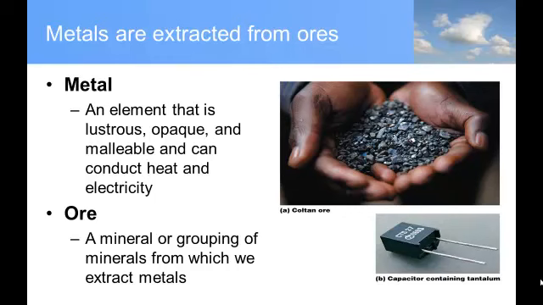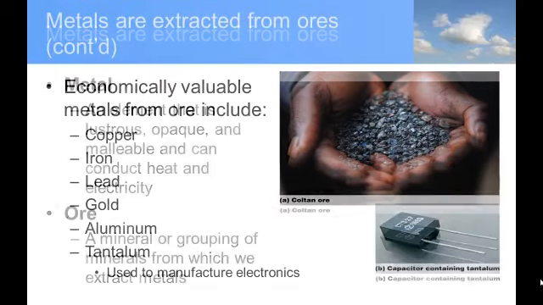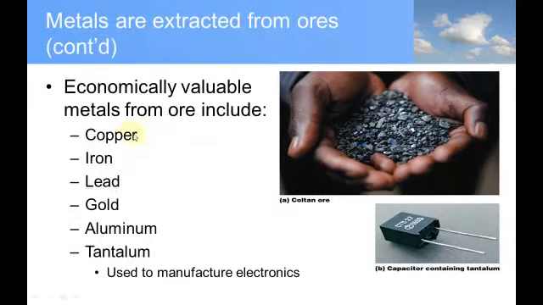Now, metals are not often found in their pure form. Usually they're found in what are known as ores. And an ore is a grouping of minerals from which we can extract a useful metal. Some economically valuable metals that we use include copper, iron, lead, gold, aluminum, and of course, tantalum. But if you look at all the elements on the periodic table, most of them in fact are metals, and we do have some economic use for almost all of them.